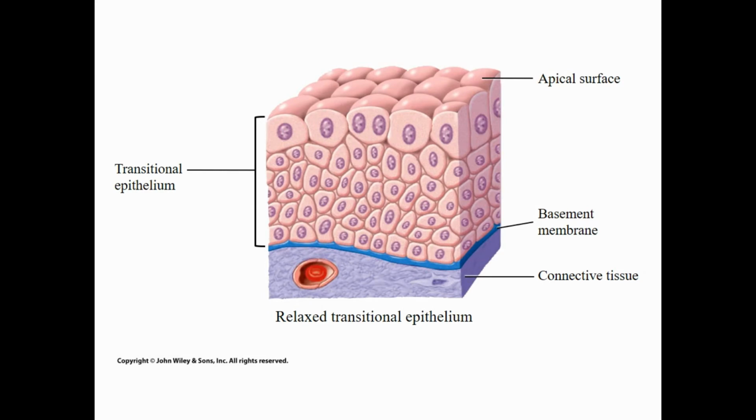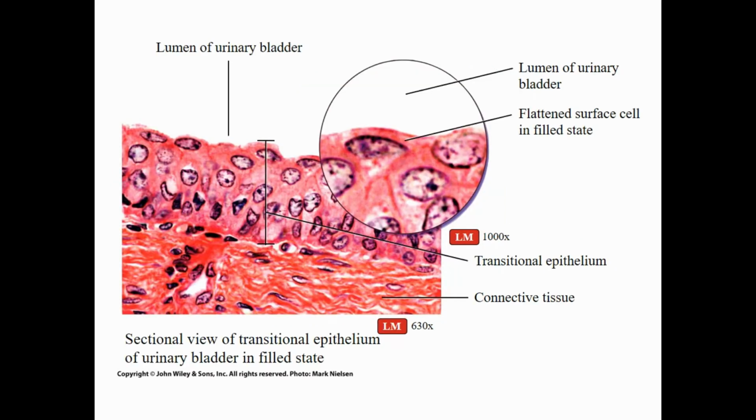So this, because these cells are not flattened, this would be a bladder that's not stretched out. Now we see a bladder that is stretched out. So here, imagine that this area is full of urine, and we see this cell is flattened out because this tissue is being stretched. So it's still transitional, but it has a different appearance due to the amount of distension that the bladder is experiencing.